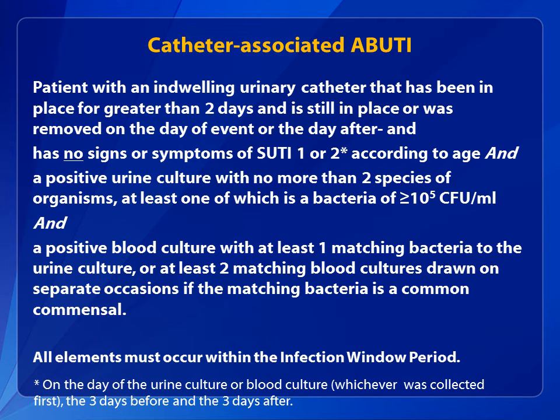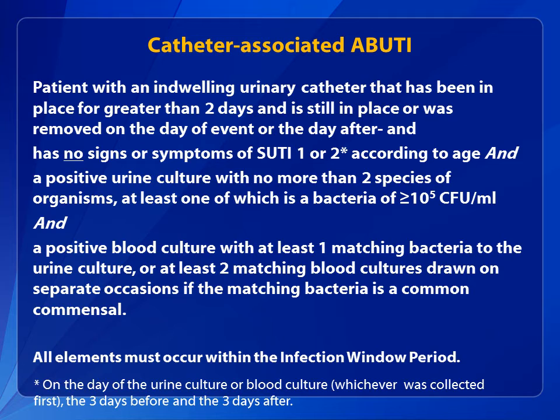Finally, let's talk about catheter-associated ABUTI. For patients who have had an indwelling urinary catheter in place for greater than 2 days on the date of event, and the catheter is still in place, or was removed that day or the day before, they meet criteria for a catheter-associated ABUTI if all of the following are true. Number 1. No signs or symptoms of CAUTI 1 or 2, according to the patient's age, occurring on the day of the urine or blood culture, whichever came first, or 3 days before or 3 days after.